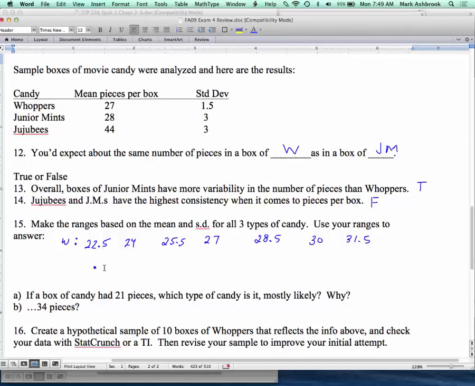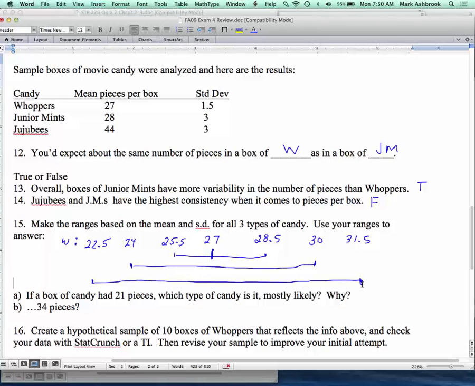Okay, how did this go for the range for whoppers? These are the numbers. So here's our range that's plus or minus 1 standard deviation. And then there's our plus or minus 2 range, 24 to 30. Everyone should have been able to do this. That's plus or minus 3. Your picture may look slightly different, but the numbers are what count.